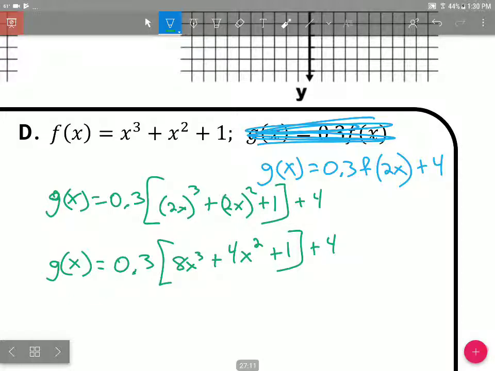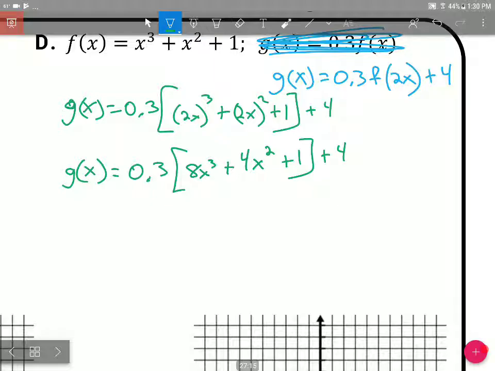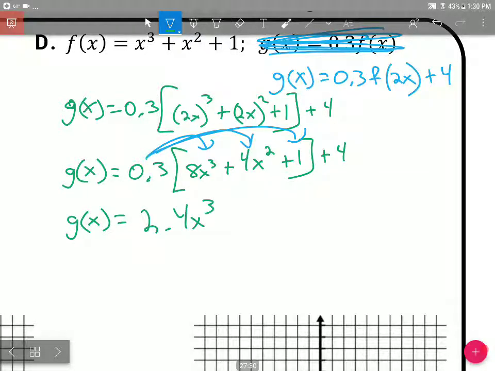All right. What are you going to do next? Distribute the 0.3. Don't overthink this. What's 3 times 8? 24. Move the decimal back and you get 2.4x to the 3rd.